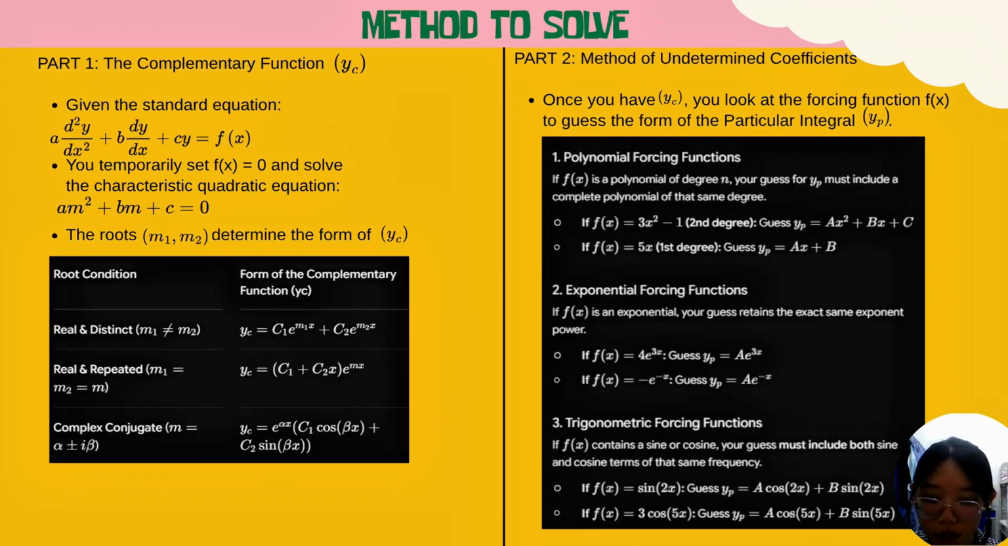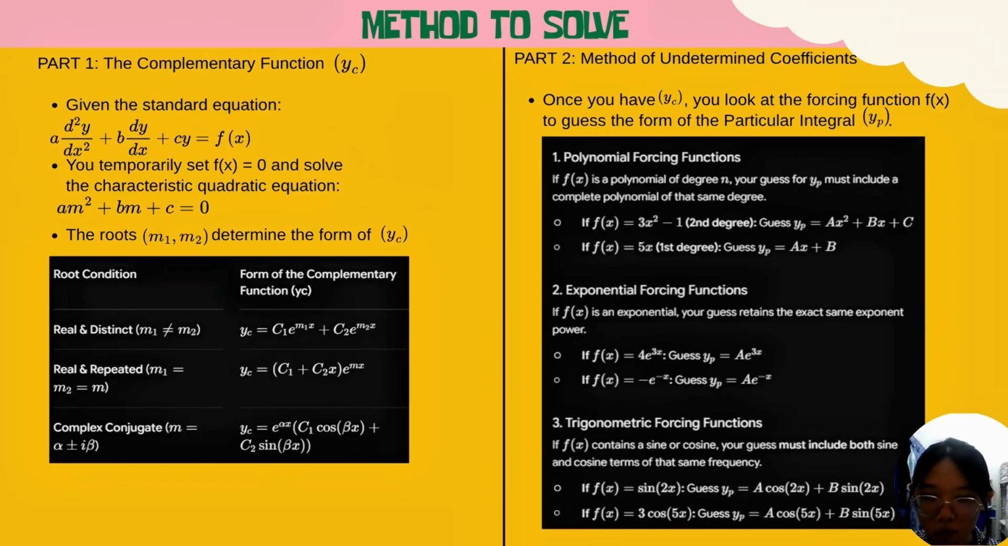The second type of forcing function is the exponential forcing function. If f(x) is an exponential, your guess retains the exact same exponent power. For example, if f(x) equals 4 e^(3x), the particular integral will be equal to a e^(3x). If f(x) equals negative e^(negative x), the particular integral will be equal to a e^(negative x).